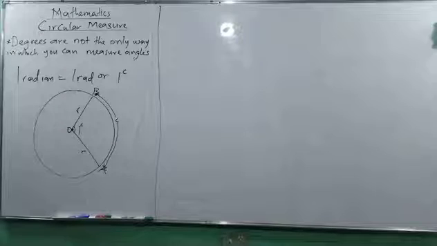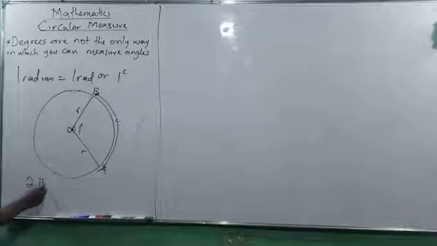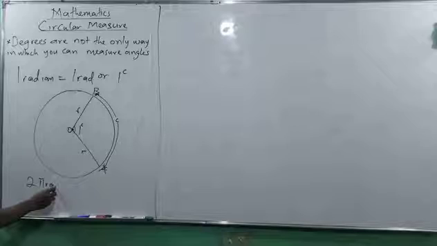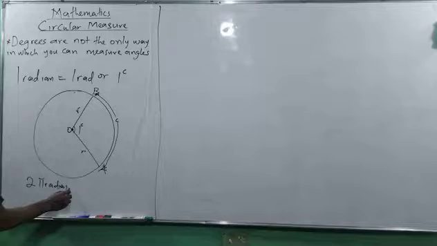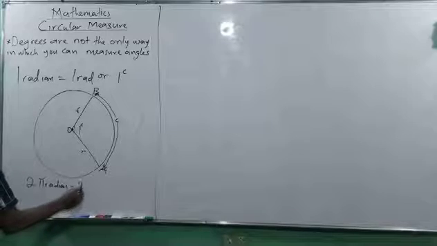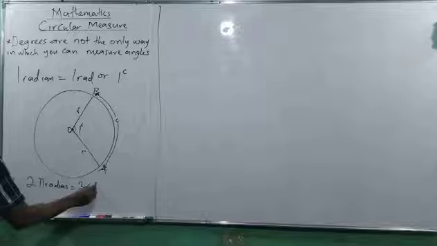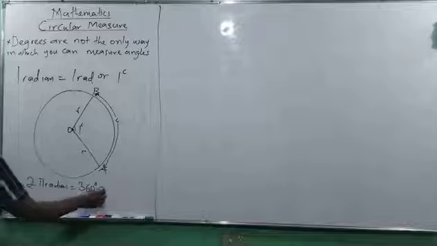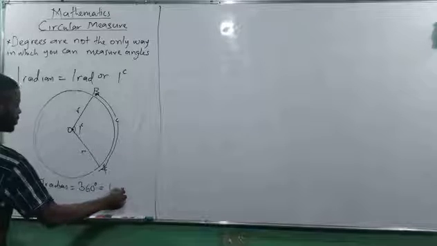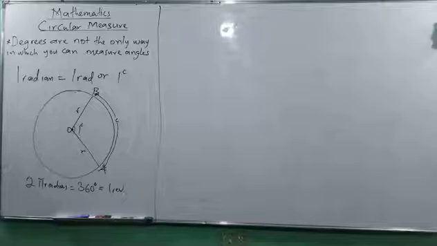Now, what you need to work on is that 2π rad is what we are talking about there. Which is equals to what? 360 degree, which is equals to what? One revolution. Take note of those things very well.